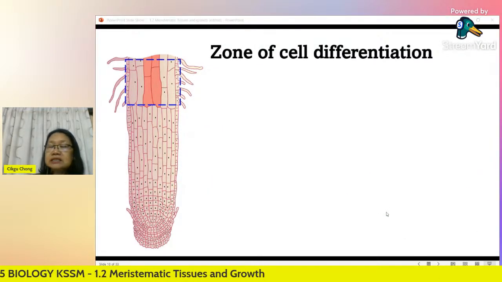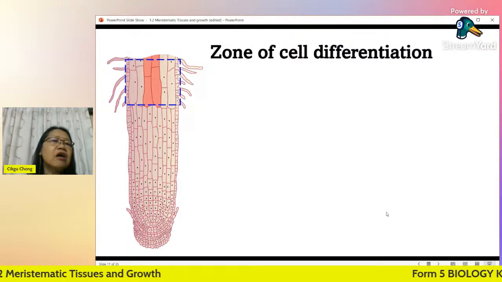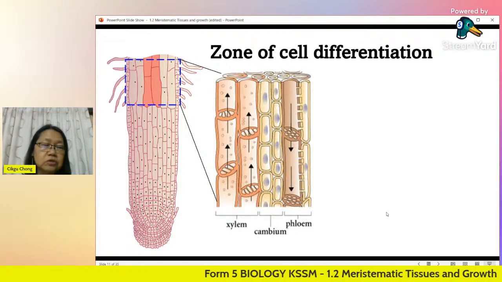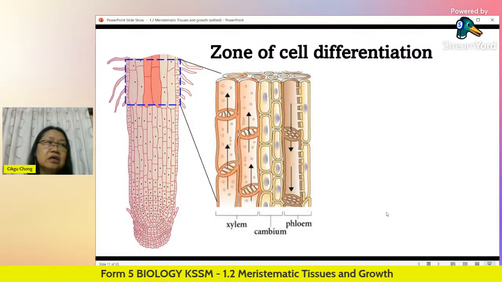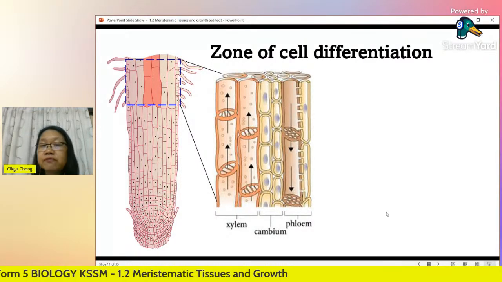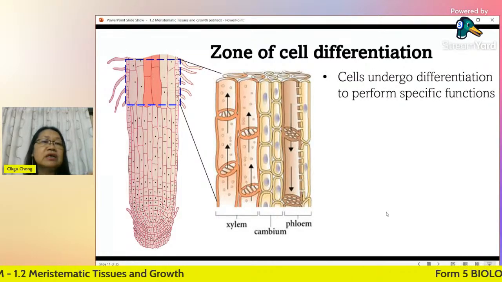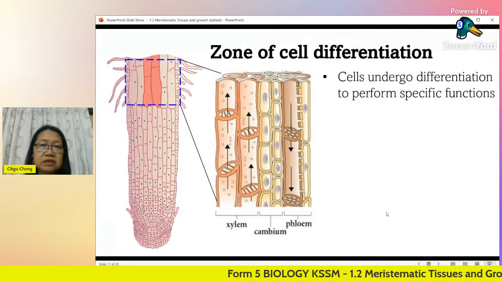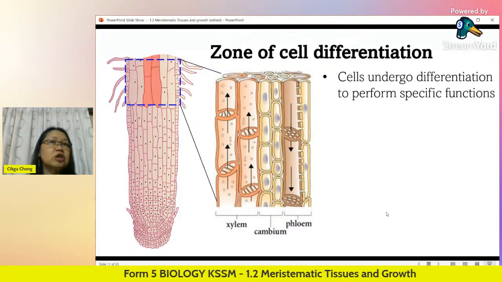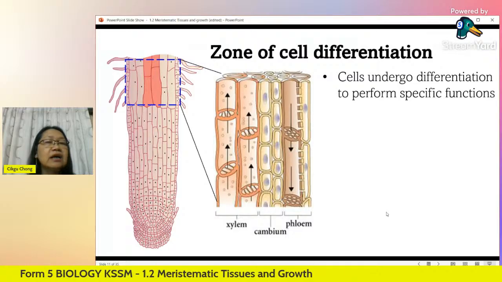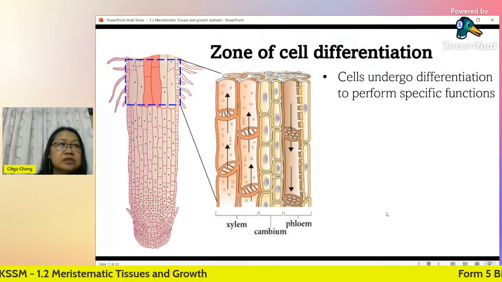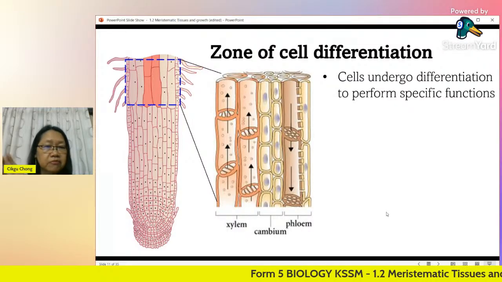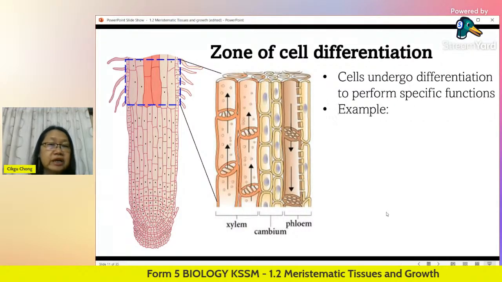Now one more, the last thing. The zone of cell differentiation, how do you recognize it? You will see that inside this zone there will be xylem and phloem formed in this area. The cells undergo differentiation because now the cells have specific jobs to do. They are no longer undifferentiated. Each cell will be different from each other. Some of them will become xylem, some become phloem, and so on, so that they can do different jobs.